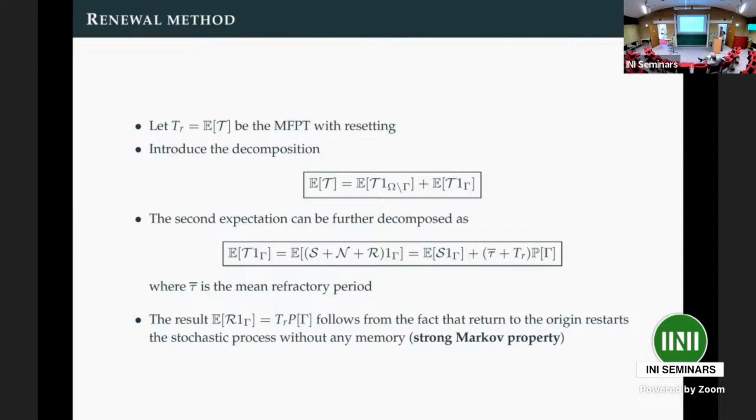And this is where the power of this method lies. First of all, the mean refractory period is just given by the particular waiting time density I choose. But the crux of this is that once I reset, I've lost all memory of what's happened before. So R has an expectation the same as T. It's TR. And this is called the strong Markov property for this process.